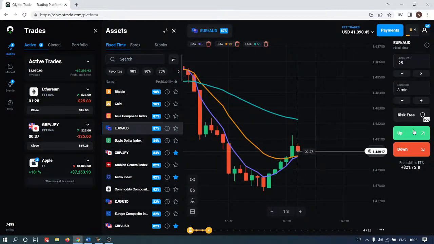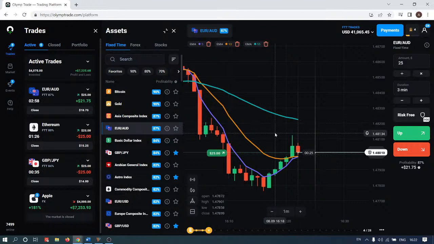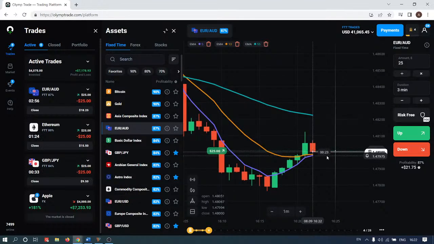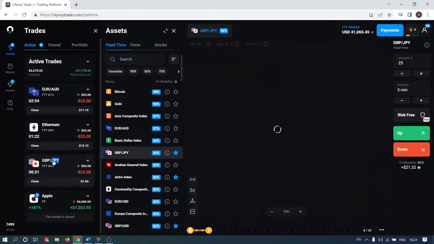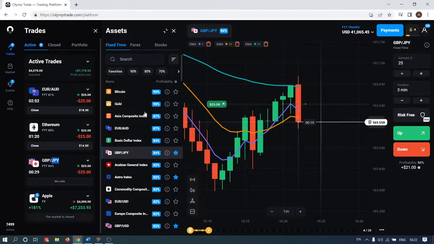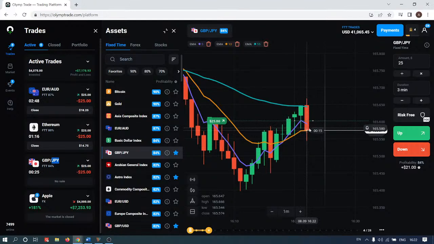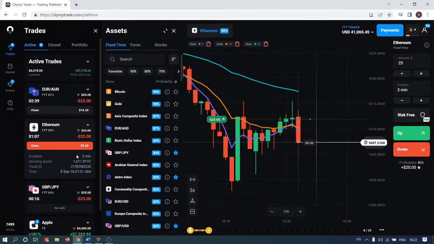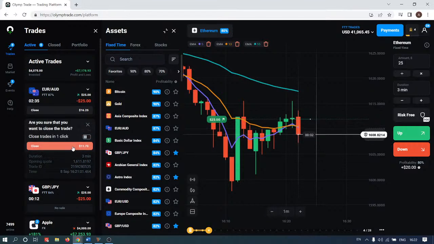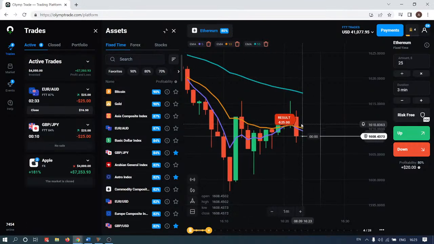All right, so let's try this one. The euro against the Australian dollar. The crossing has just happened. What's happened with the GBP JPY? Wow, a strong reversal. We'll see. We still have time, 20 seconds to go. Ethereum. I don't think Ethereum is going to be a profitable trade. I'll just cancel it.